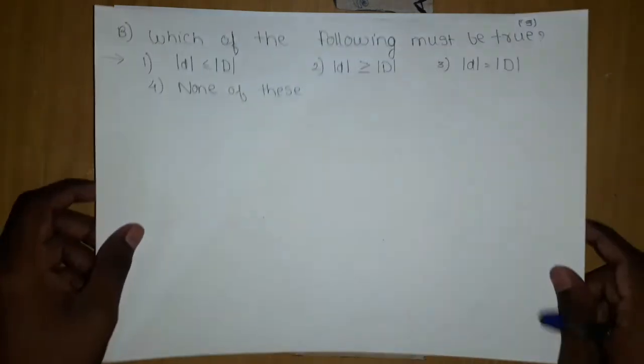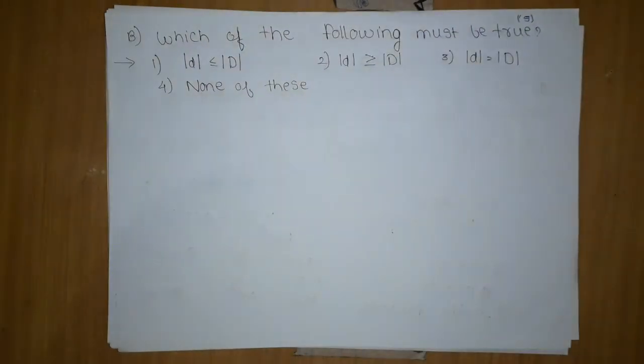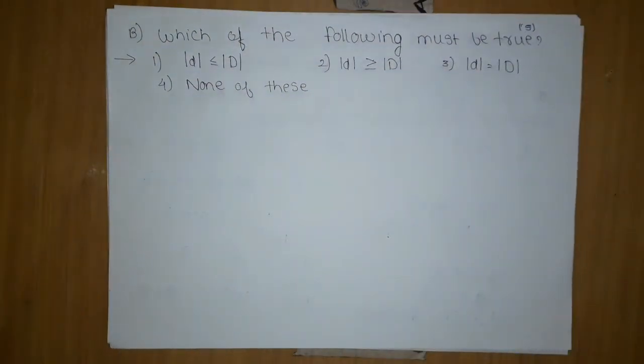Now let's move on to the next question of this comprehension. I think there are only two questions from this comprehension. Let's see what the second question is asking. Which of the following must be true? The first is small d is less than or equal to, and so on. These options are similar to the first one, but you have to find the relation.